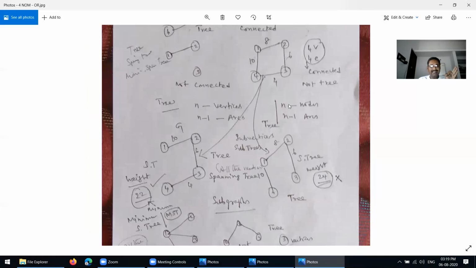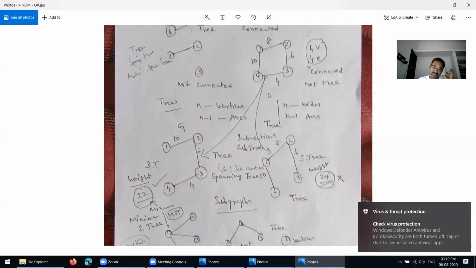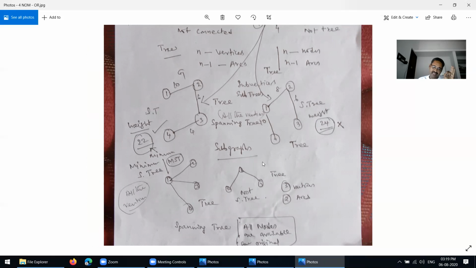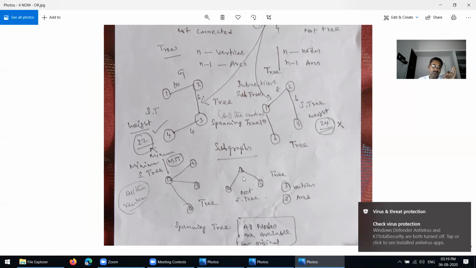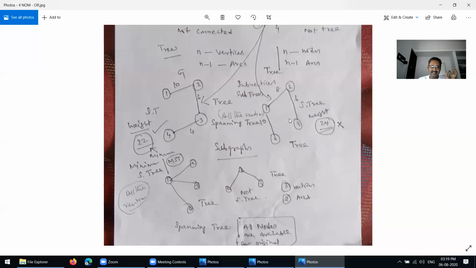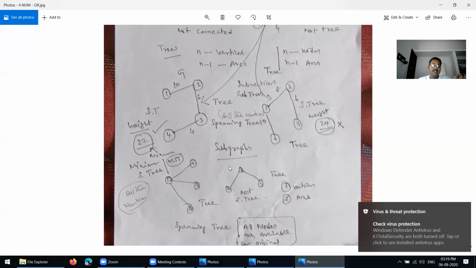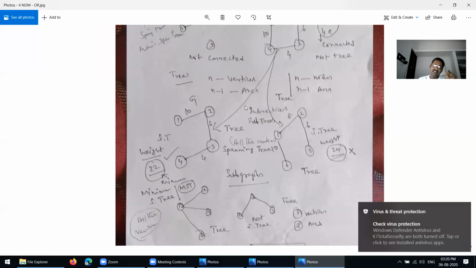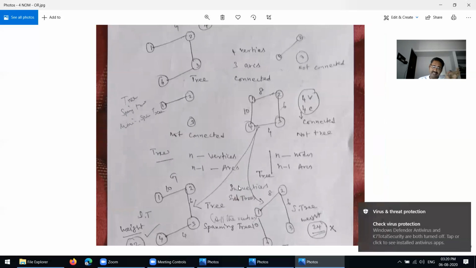So actually, the parent graph has 4 vertices, but this tree, which is a subset, has only 3 vertices or 3 nodes. So this one is not a spanning tree. You understand? So this is a spanning tree. This one is also a spanning tree. This also is a spanning tree. But this one is not a spanning tree because the number of nodes is less than the original graph, the original network. You understand? So what is meant by the spanning tree? Are you clear or not?